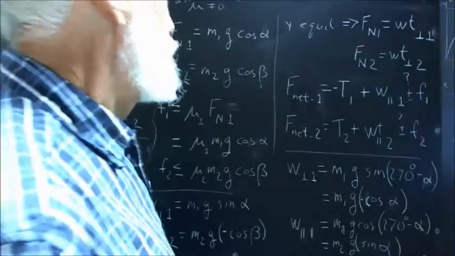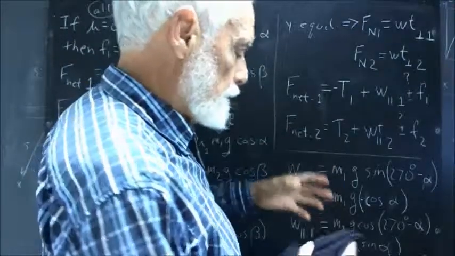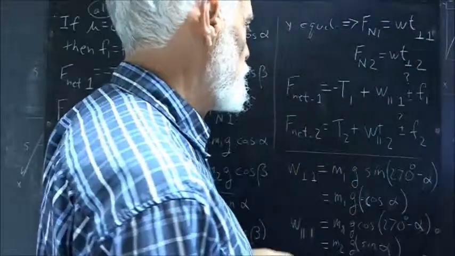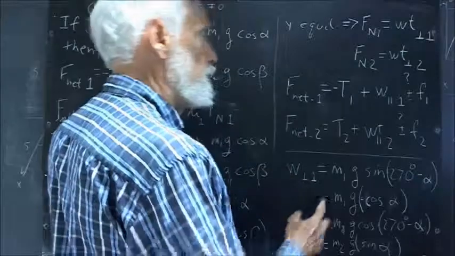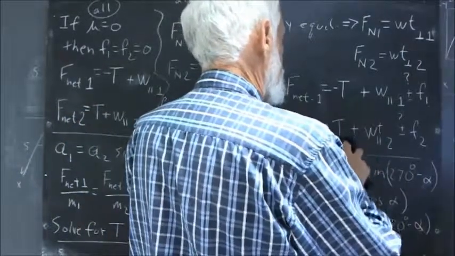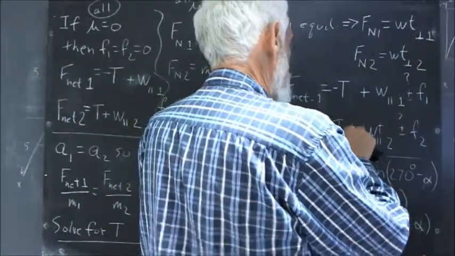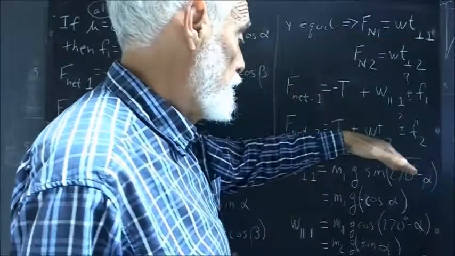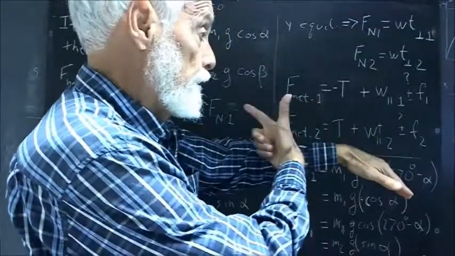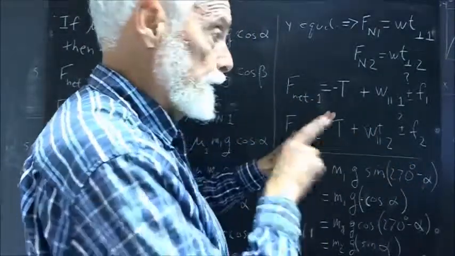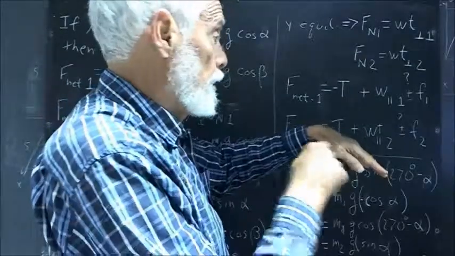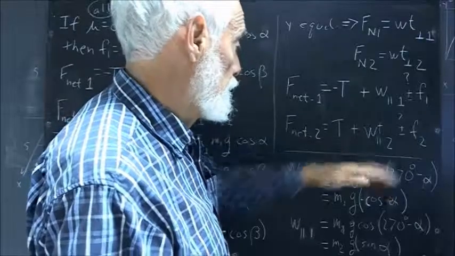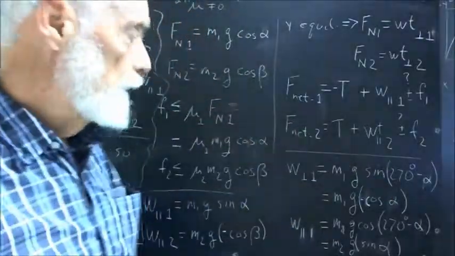Now, if the cord is over a light frictionless pulley, these two tensions are going to be equal. So I can erase the T1 and the T2, and I can just use T. Using the negative here because the tension on this side is in this direction, the tension on this side is in this direction. So here the tension is in the direction opposite to what we've chosen as a positive direction. Here it's in that direction.